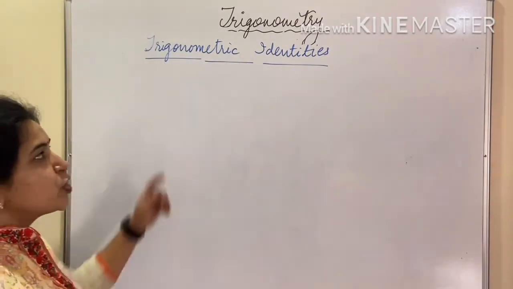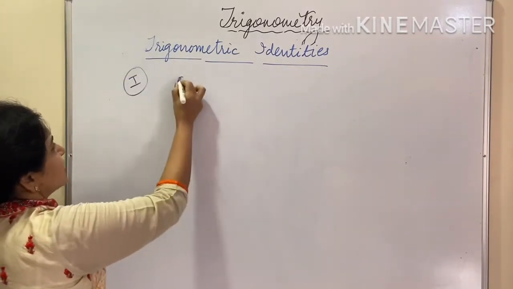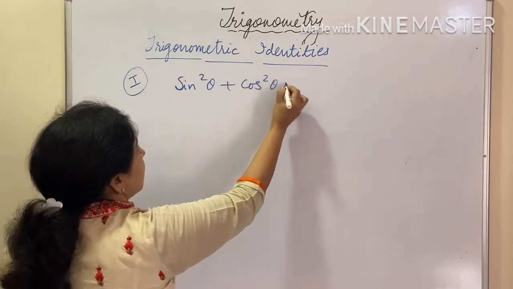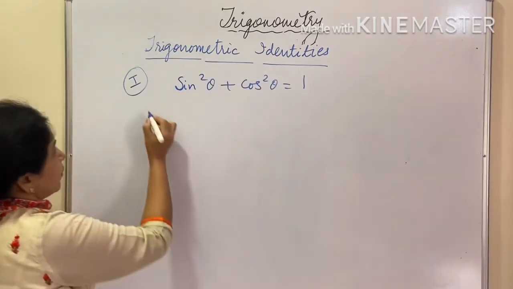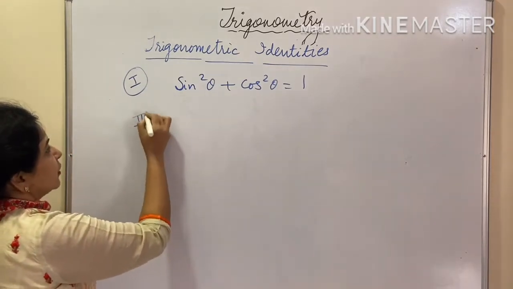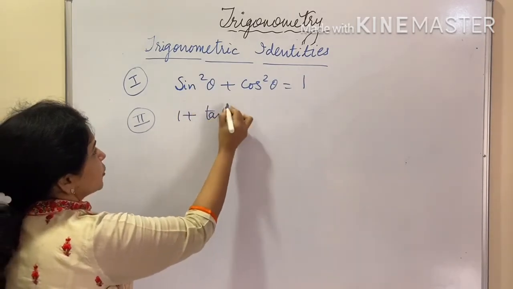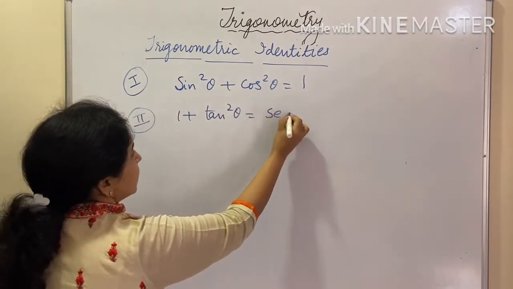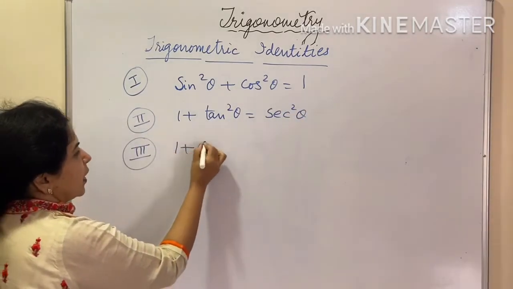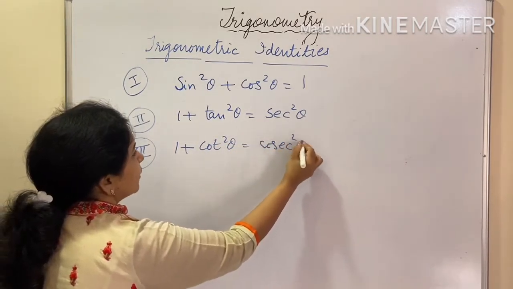Identities means which is true for all values of theta. We have three basic identities. Sin square theta plus cos square theta is equal to 1. This identity can be written in three forms, which we will see later. And next identity is 1 plus tan square theta is sec square theta. And third identity is 1 plus cot square theta is equal to cosec square theta.